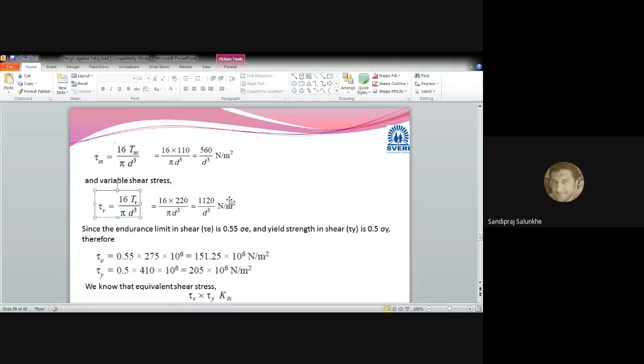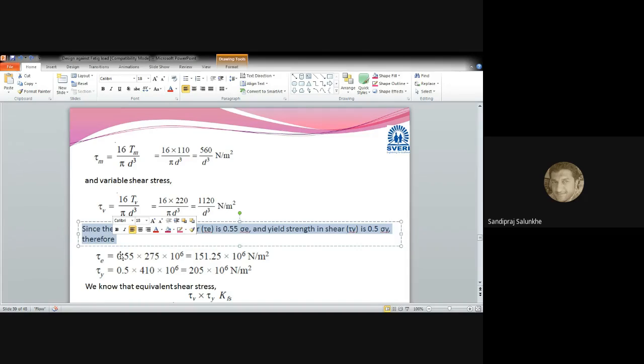Who is going to decide this unit? This unit of torque is Newton meter divided by meter raised to 3. So meter will get cancelled, meter square will remain here, and Newton will be on the upper side. That's why Newton per meter square is the unit of stress. Okay. Now, when we are going to calculate the endurance limit as far as the shear stress is considered, now listen carefully here.